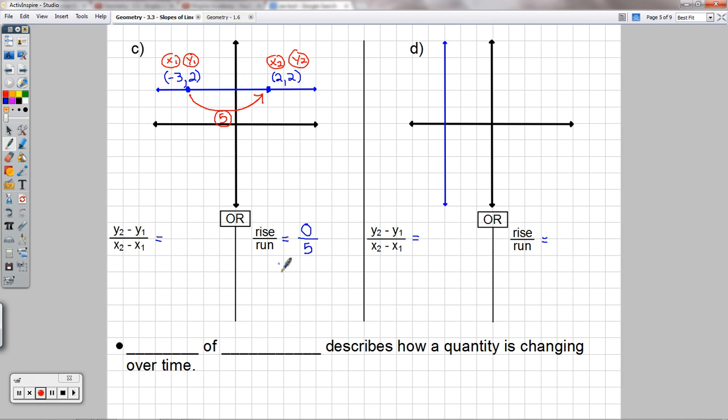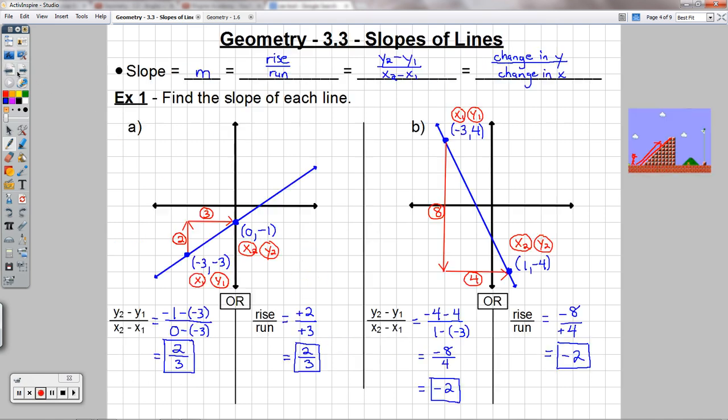But 0 over 1 is still the same thing as 0 over 5. It's still going to be 0 in the end. So 0 slope, or no slope, is what we could also call that. So here I could have picked actually this point and said go down to right 1. That's the same thing as negative 2.